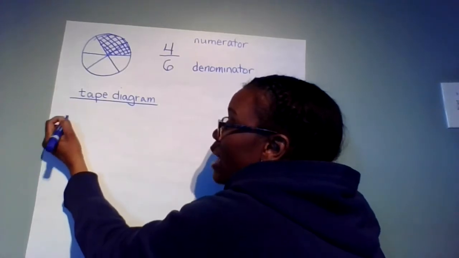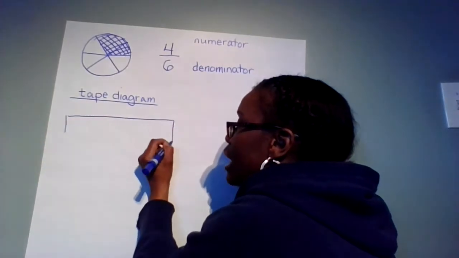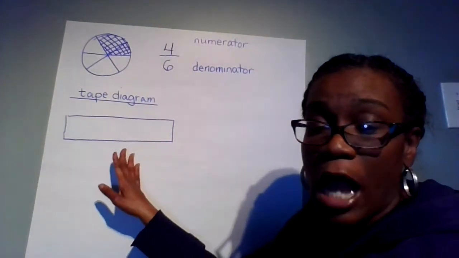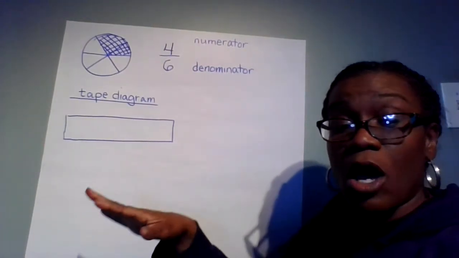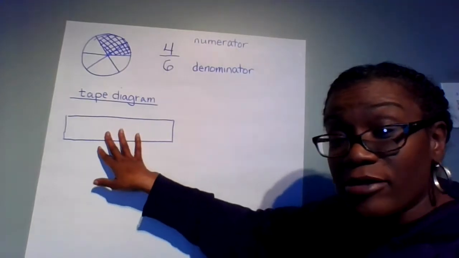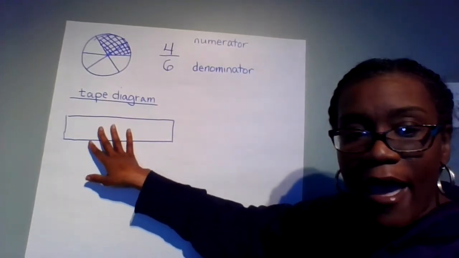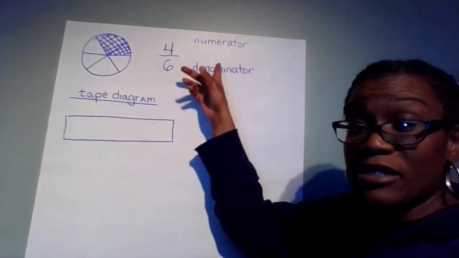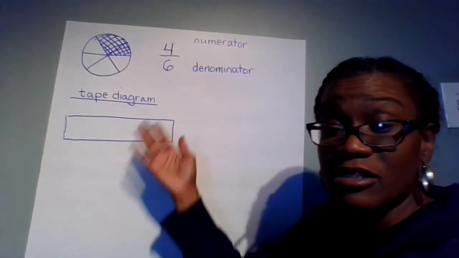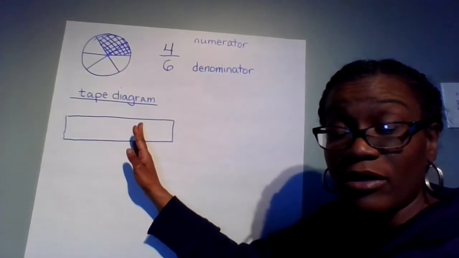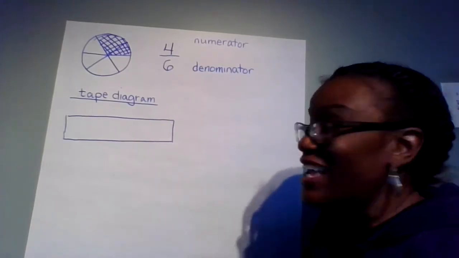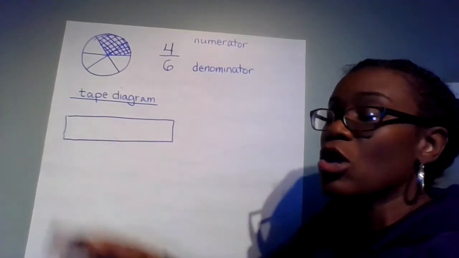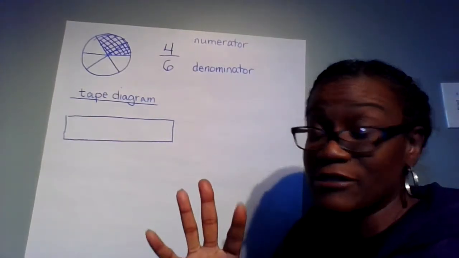And my tape diagram is going to be a rectangle. And so we start with a blank rectangle. So how many parts should my rectangle have? Remember, we're going to use this fraction or the pizza. So how many pieces should the tape diagram have? That's right, 6. So in order to get 6 pieces, we're going to make 5 lines.